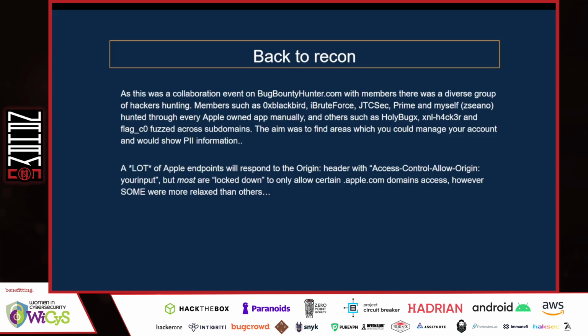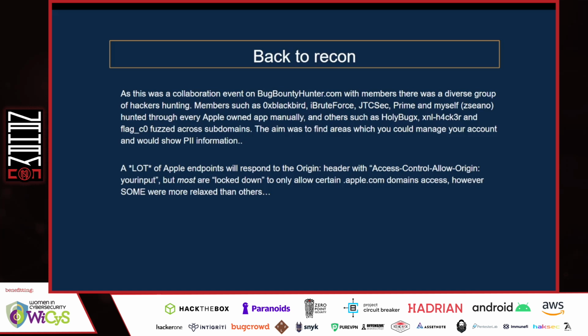Now, a lot of Apple endpoints will respond to the origin header. So when you're testing for CORS bugs, which is cross-origin resource sharing, if you see Access-Control-Allow-Origin on the response, then if you can control the origin header, so if you could put evil.com and it responds saying Access-Control-Allow-Origin: evil.com, that says evil.com can read this response. Now, in our case, a lot of them were locked down.